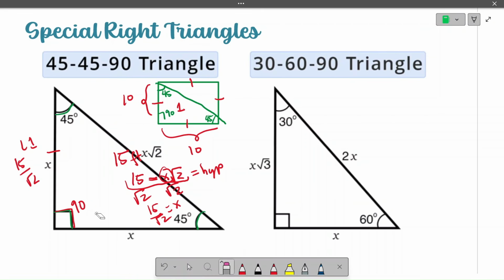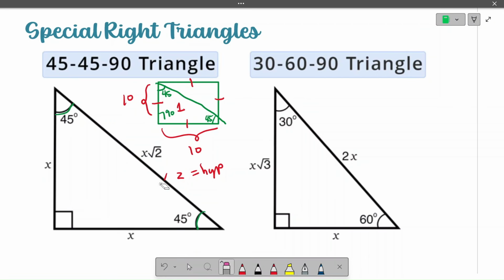Ayun. What else? Let's say another value naman. How about if ang given nating leg 2 is 20. So, ang leg 1 natin will be also 20. So, what is the hypotenuse? Our x is 20 times this. So, our hypotenuse is 20 square root of 2.